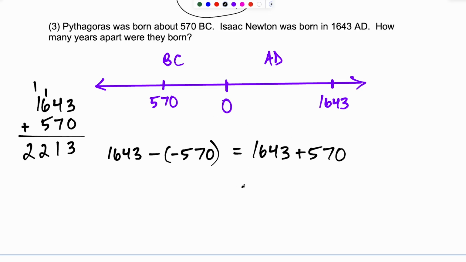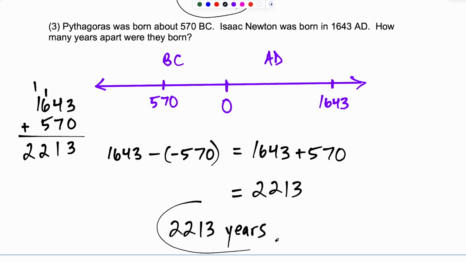So this tells us here that Isaac Newton and Pythagoras are 2,213 years apart. Okay, so how many years apart? Well, this is our numerical answer to this equation here, but we're just going to say at the end here, 2,213 years. So this is our solution to question 3.